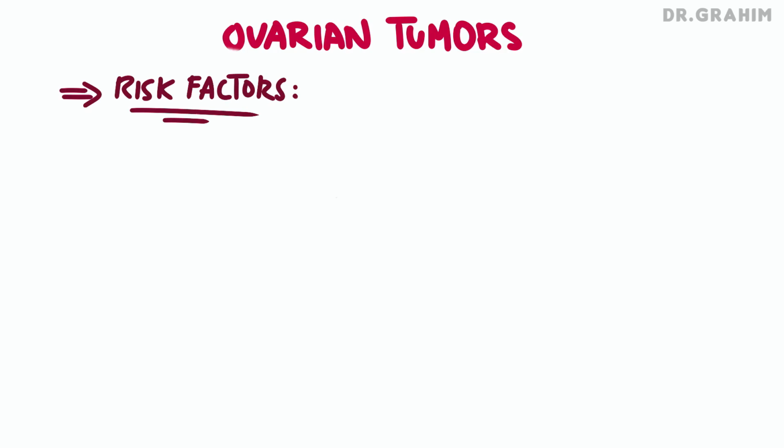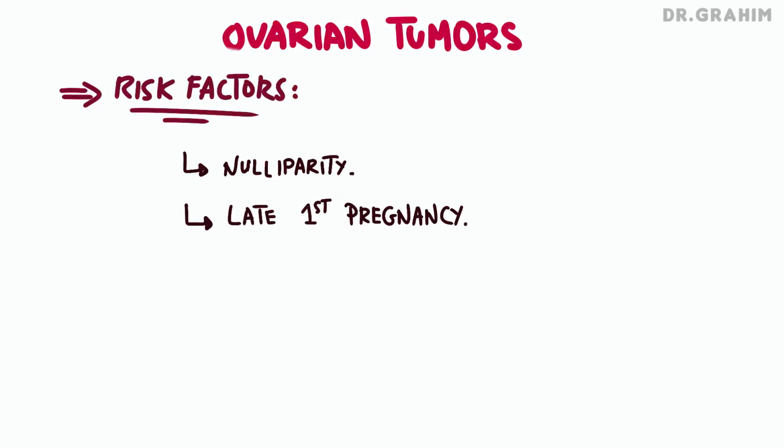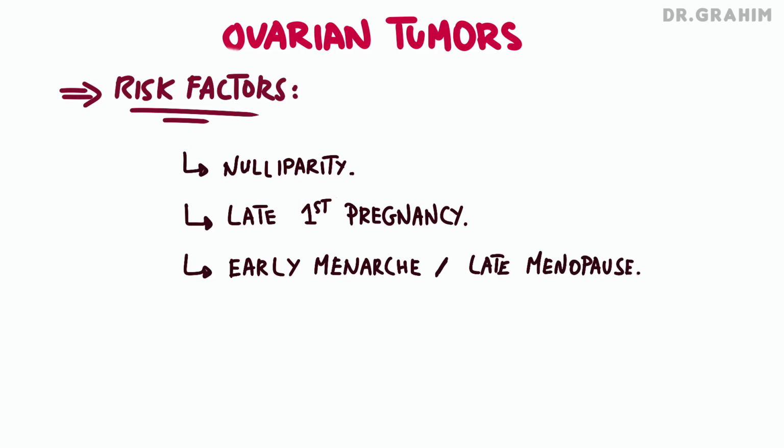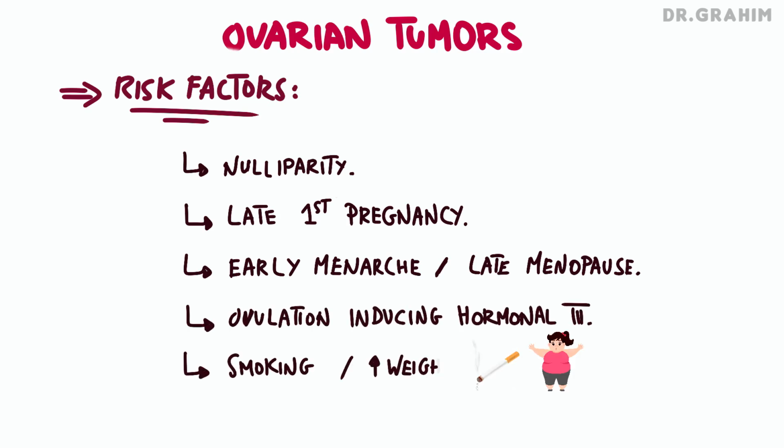First, certain reproductive factors lead to an accumulation of ovulation, which may promote the appearance of tumors. These include nulliparity, which is the absence of pregnancy throughout life. Another risk factor is late first pregnancy, which means having a pregnancy at an older age. Early menarche or early menstruations and late menopause prolong the ovulation period, thereby increasing the risk. The use of ovulation stimulation and hormonal treatments, smoking, and excessive body weight are also contributing factors to an increased risk.